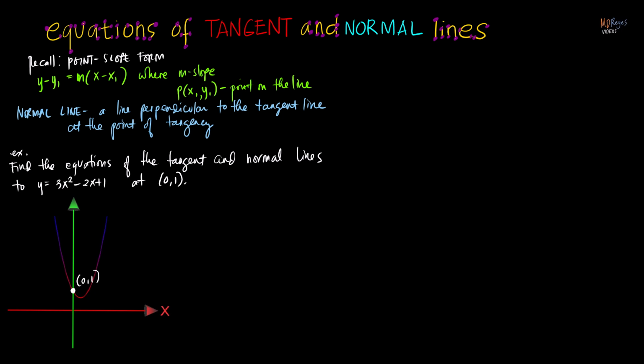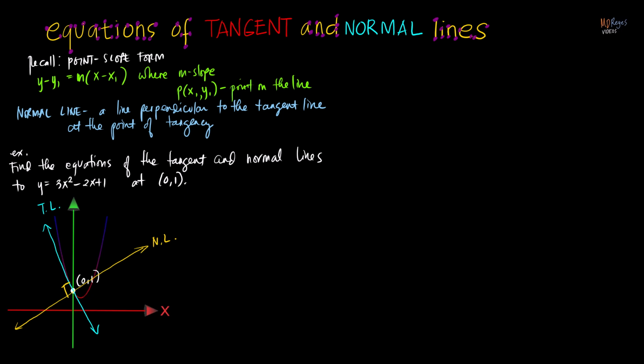Now the tangent line to that curve at the given point of tangency would look like this. It will touch the curve at the point (0, 1). So this is the tangent line. And then since the normal line is perpendicular to the tangent line through the point of tangency, the yellow line is our normal line. So what we're being asked to find in the problem are the equations of the tangent and the normal lines. These two are perpendicular to each other.